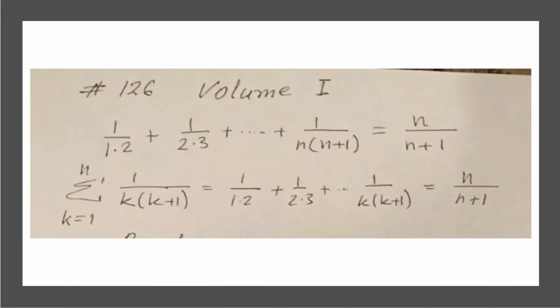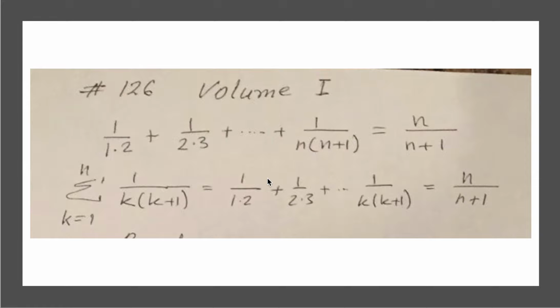Okay, this example is taken from a book in volume 1, problem 126. The claim here is the series, that is 1 over 1 times 2 plus 1 over 2 times 3 plus dot dot dot plus 1 over n times n plus 1 is equal to n over n plus 1.